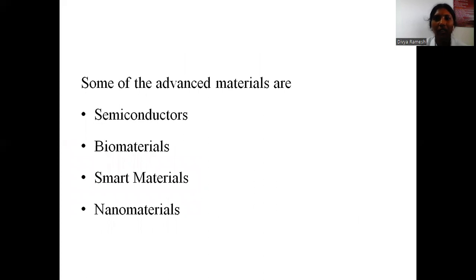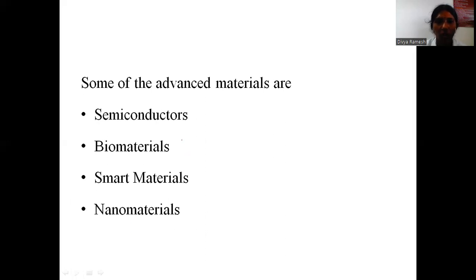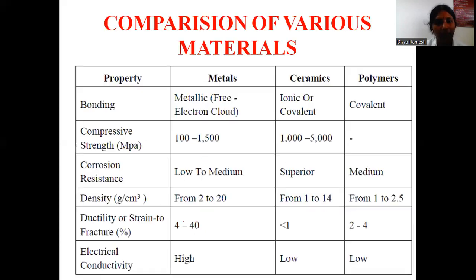Some of the advanced materials are semiconductors, biomaterials, smart materials, and nanomaterials. These materials are generally used in medical applications, such as biomaterials, smart materials, and nanomaterials. Many researchers are working to study these types of materials.